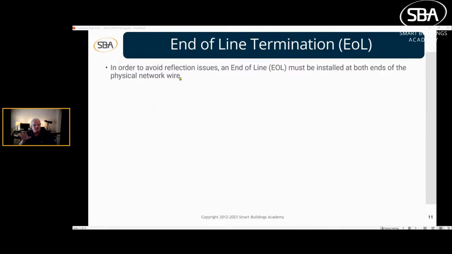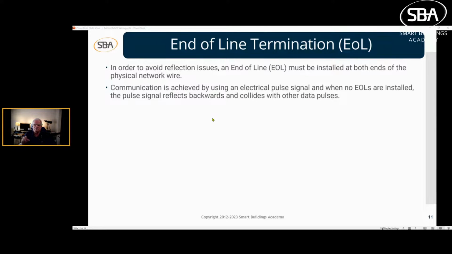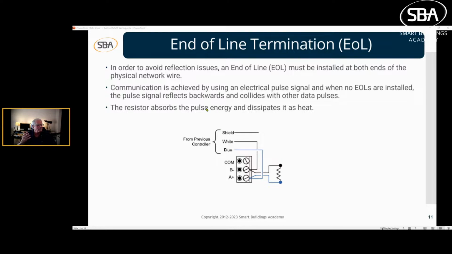In order to avoid reflection issues, use end-of-line terminators. They must be installed at both ends on a physical network wire. Communication is achieved by using electrical pulse signal. When no end-of-lines are installed, the pulse signal reflects backward and collides with other data pulses. The resistor absorbs the pulse energy and dissipates it as heat. So at the very end of the run, if you look at this example here, at the very end of the run, put an end-of-line terminator. Different brands call for different ohms. Look up the brand that you're installing and find out what it requires for the end-of-line termination. Not all brands are the same.